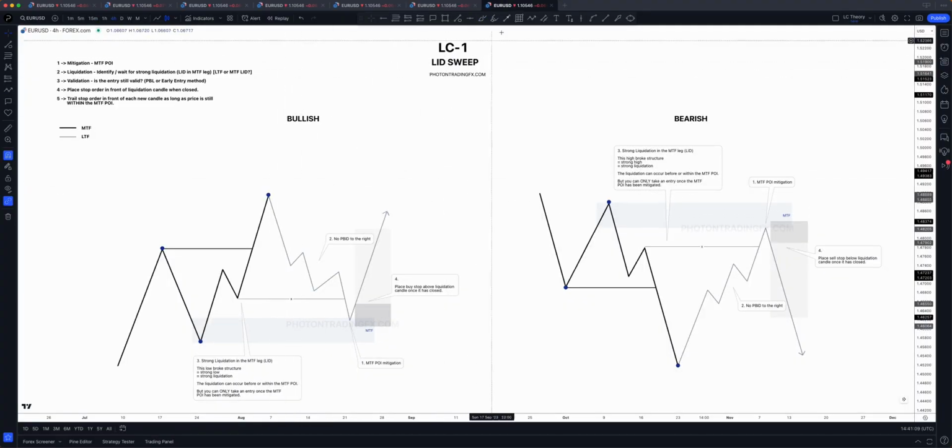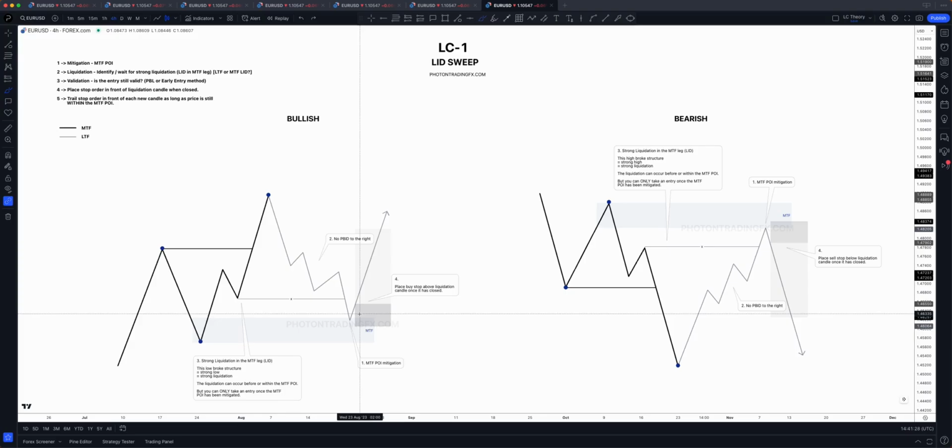So imagine that, well, let me put it this way. Once you get your POI mitigation, that's always going to be step one. We know that by now. You're probably sick to death of hearing me say it. We need to see that first before we can even be thinking about an entry. We get our medium time frame POI mitigation, we drop down to a lower time frame, okay?